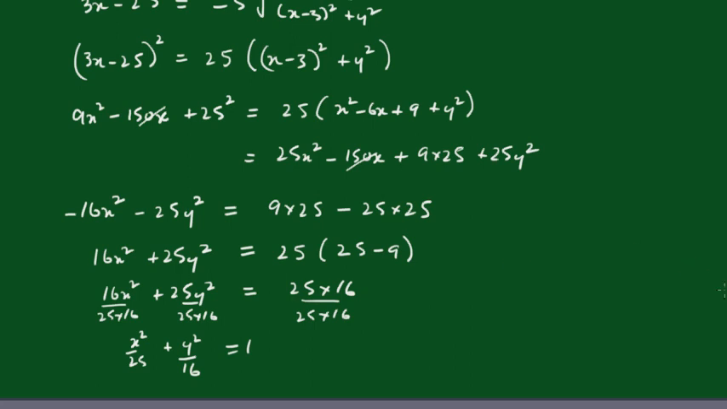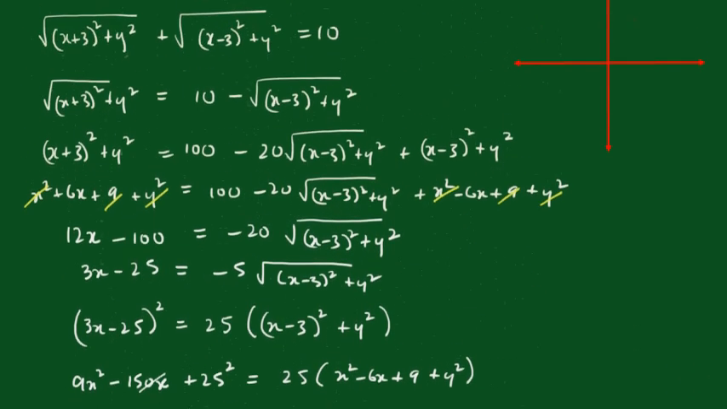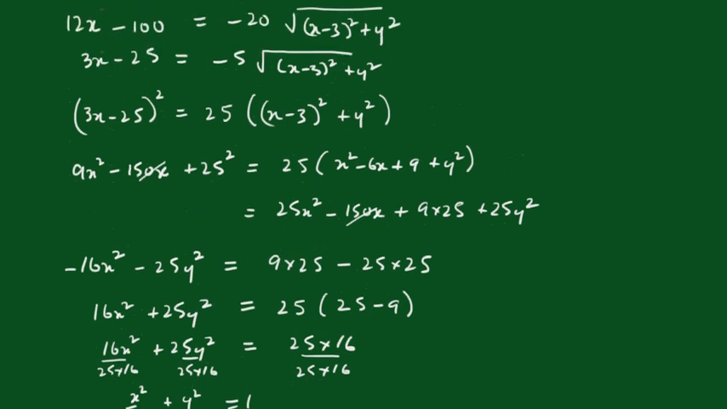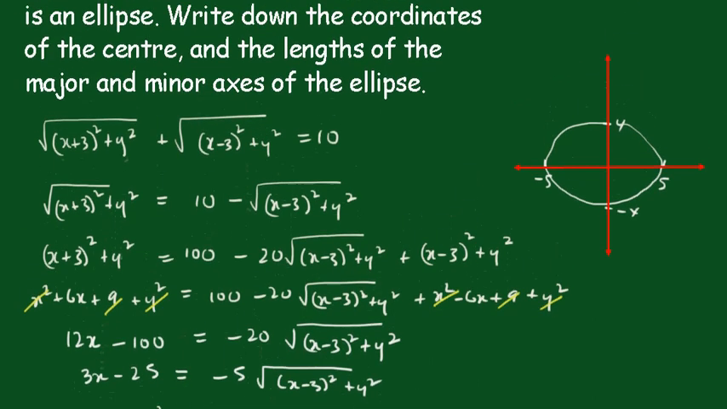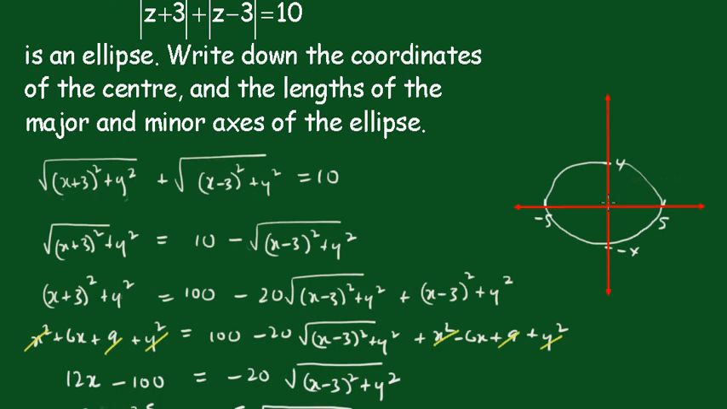Right, so now we go back to the top. In the little diagram, the major axis must have been at 5 and minus 5. This would have been 4 and minus 4 for your ellipse. And the centre, of course, is the origin.